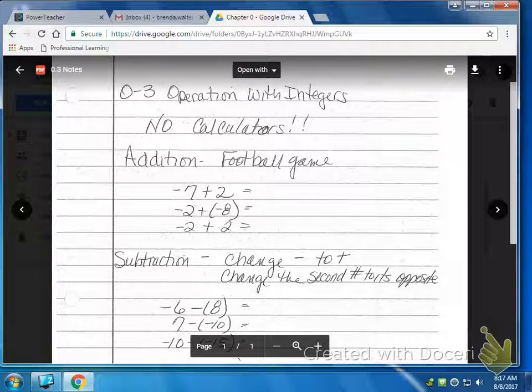Lesson 03, Operations with Integers. Obviously, with this lesson, there will be no calculators used because we're not testing your use of a calculator. We're testing your knowledge of integers without. I do want to tell you that the part there that says football game, that is incorrect. We don't use that method anymore. I did when I did this.